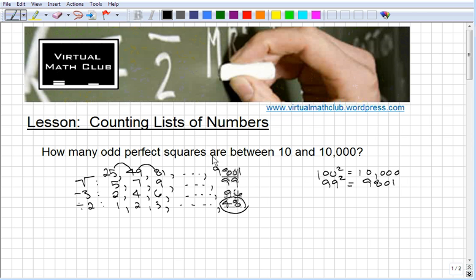So we've taken this really kind of tough-looking problem. The thought of having to list out all the odd perfect squares from 10 to 10,000 just seems like it'd be a lot of work. But by using this technique, it's really not too bad, right? It's pretty simple, really. And so this technique is very useful, and you'll find a lot of contest problems where this technique comes in handy.